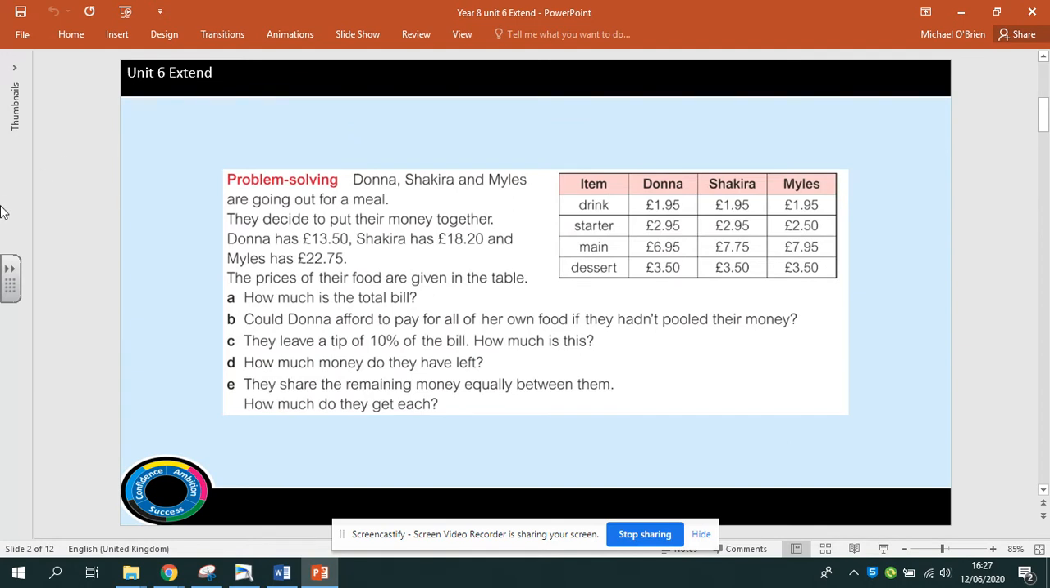So, next one is another piece of problem solving. Donna, Shakira and Mars are going out for a meal. They decide to put their money together. Donna's £13.50, Shakira's £18.20 and Mars is £22.75. So, we have a table which gives the price of everything that they ate. So use that table please to calculate the questions below. So pause the lesson and return back to it when you're ready to review your answers.